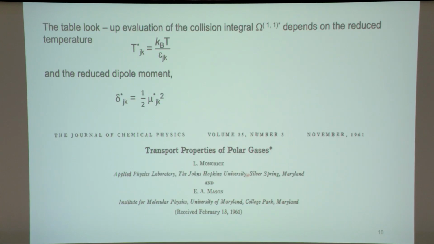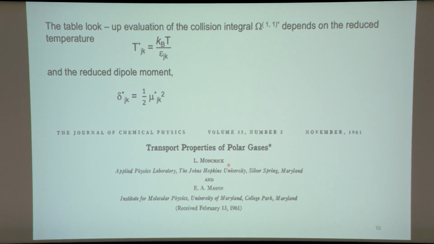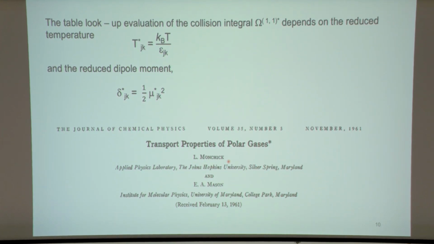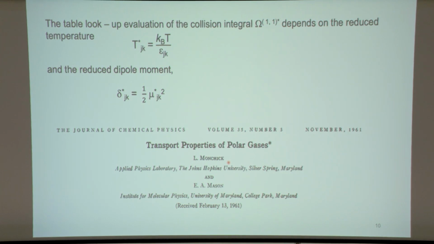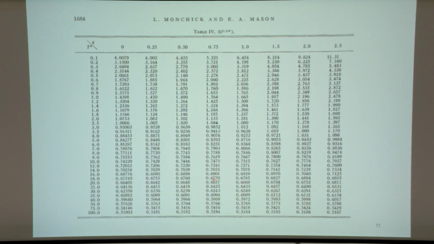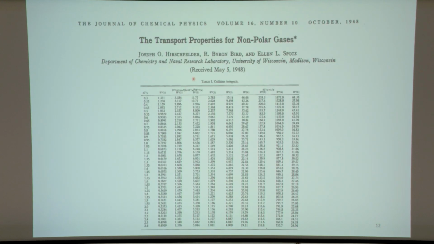So this is for polar gases. There's one set of tables, and that's why you'll see, when you write your transport data in the file, you have to define whether it is a polar molecule or a non-polar molecule, based on the dipole moment. So this is one table for polar, and this is another table from Hirschfelder and others for non-polar gases. And again, these tables are all built into Chemkin and into Cantera today.